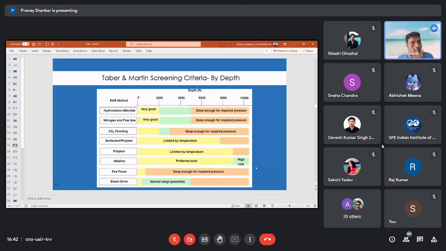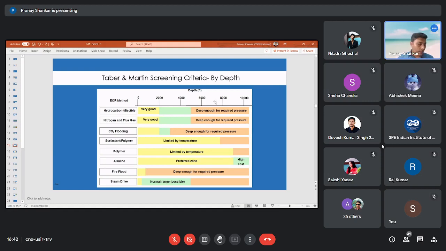Based on the economic analysis, which gives us the highest NPV, we select the appropriate EOR scheme. As I said, this is a matrix given by Tabor and Martin, which gives you how to decide on various EOR methods based on three parameters. This table is for depth. The three EOR technologies that we talked about are gas EOR, chemical EOR, and thermal EOR. For depth up to 6,000 feet, I would say you can go for gas EOR.